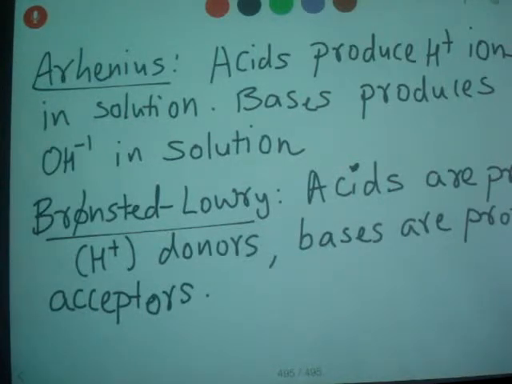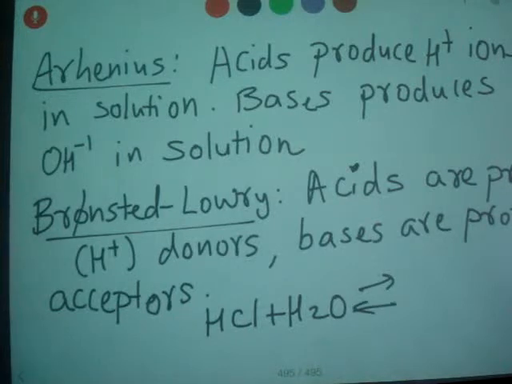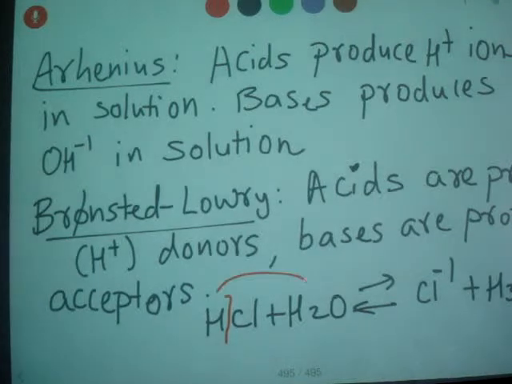And let's see, for this example, HCl and H2O, which is in equilibrium with Cl- and H3O+. Now you can see the HCl, these H+ go and join with H2O. So that means this is acid according to Bronsted-Lowry, and this one is a proton acceptor, so we can say it's base.